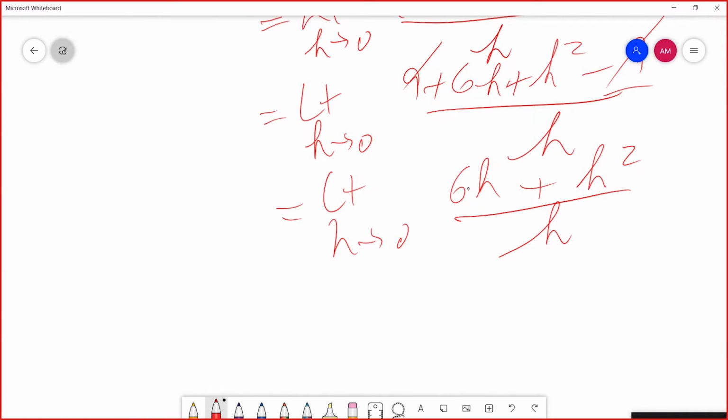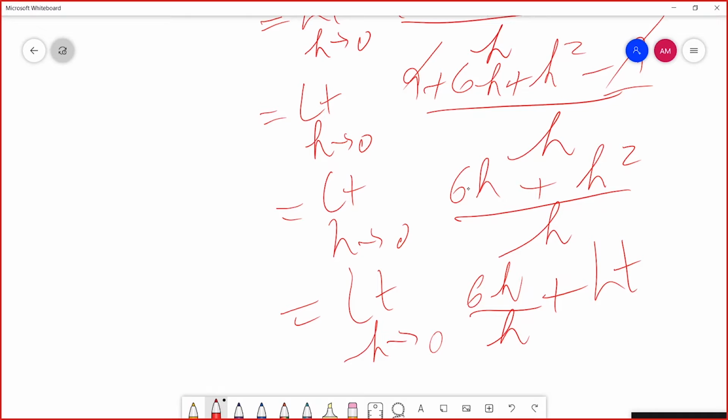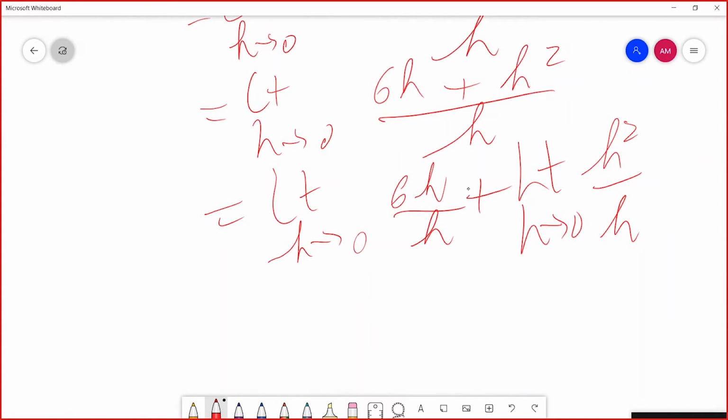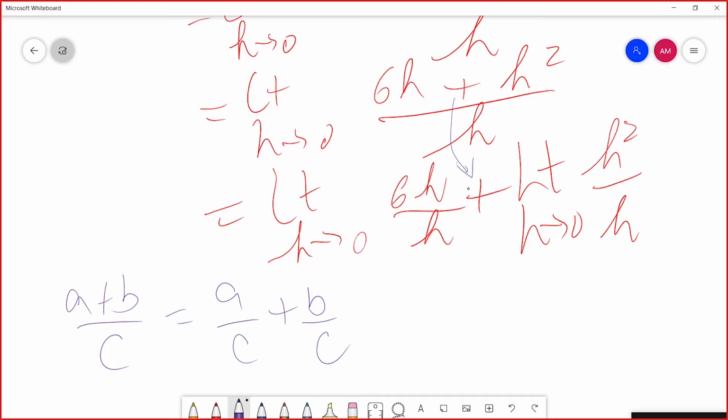And because we can make two parts, limit h tends to 0, 6h over h. So do we factorize it? No, or we can just do it like this. You have not factorized, we put it like this because we can simplify that. Why? If (a plus b) divided by c, this means it is a over c plus b over c. So we did just the same thing. We opened this plus sign and made two parts of it with the same denominator, h.